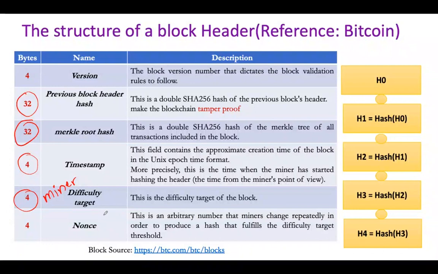So in this, the nonce is followed by 4 bytes given for the nonce, meaning number used once. It is an arbitrary number that miners change repeatedly in order to produce a hash that fulfills the difficulty target threshold. For more details about this block structure, please go through this link, so that you will get more details and the description about the block header structure.